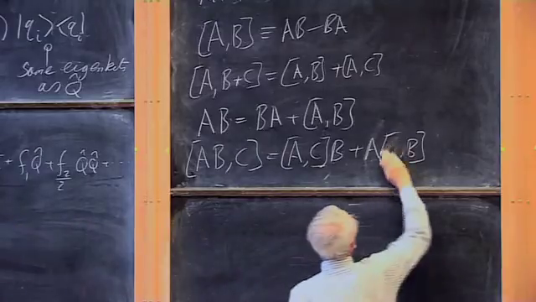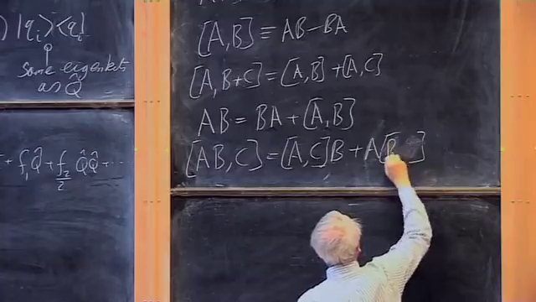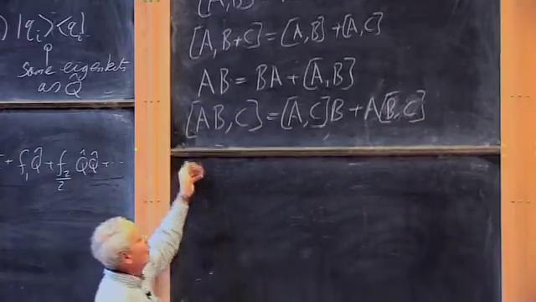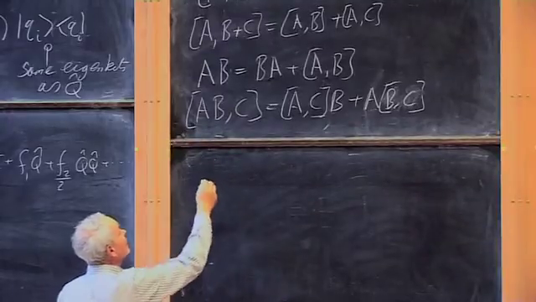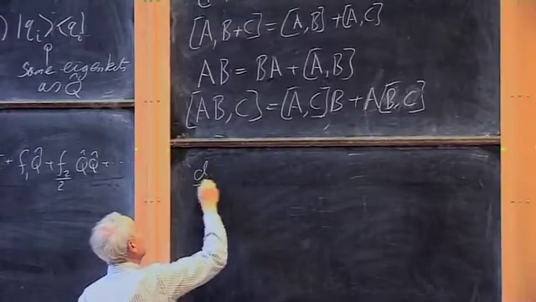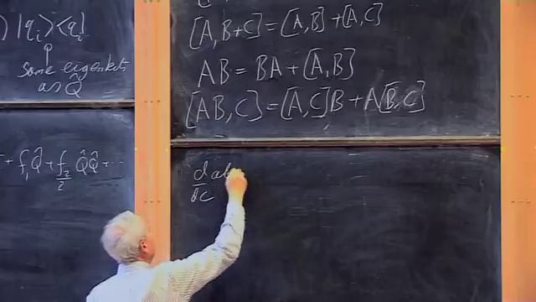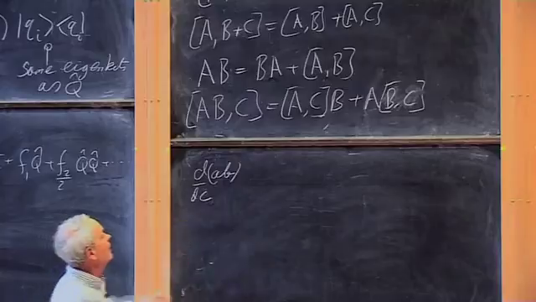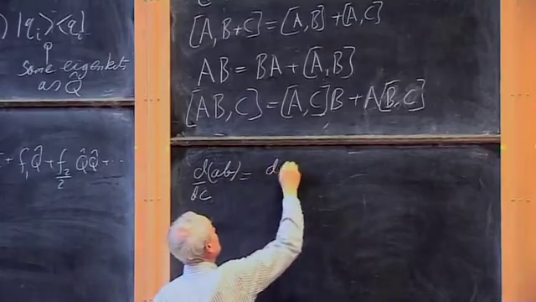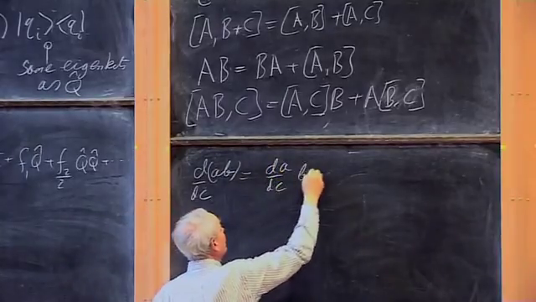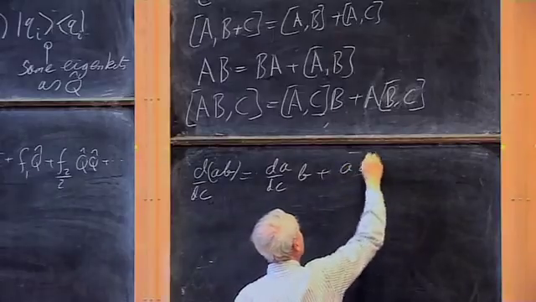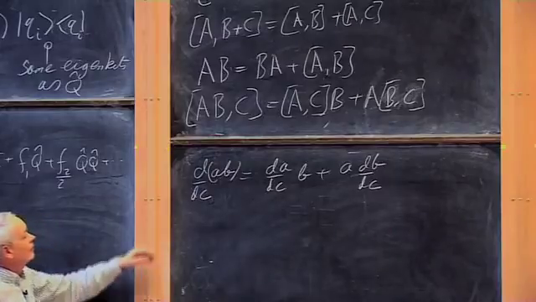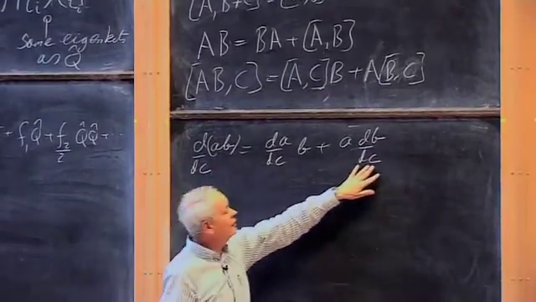It should be B comma C. You're absolutely right. Thank you very much for that. The other one I got right. Okay, so what is this analogous to? This is analogous to d by dC of AB. If I have to do a differential of a product with respect to C, then that is equal to dA by dC B plus A dB by dC. Right? This is the rule for differentiating a product.